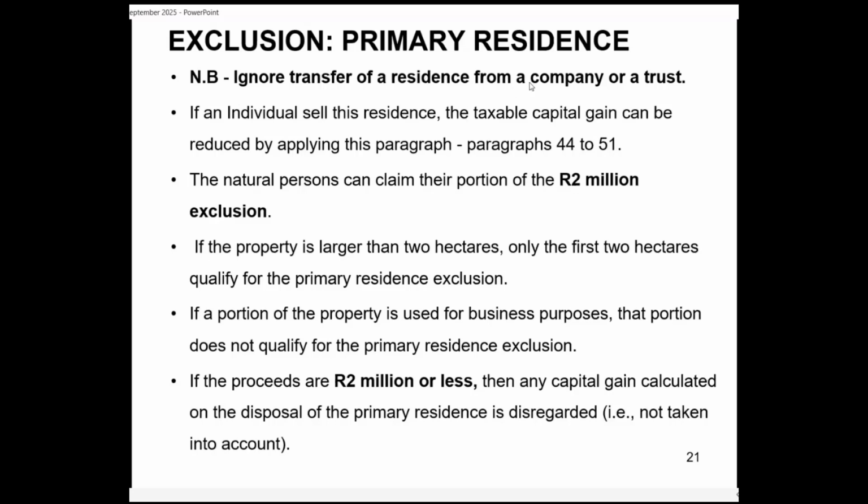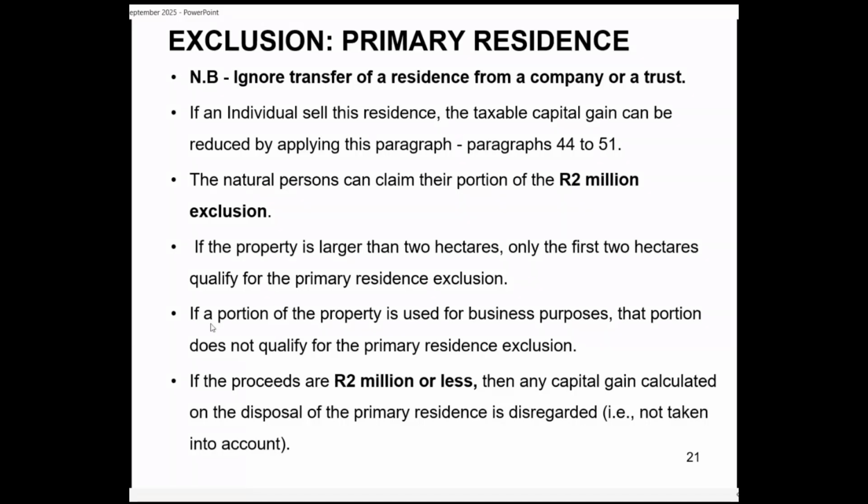So what you need to know about the primary residence, you must first ignore the transfer of a primary residence from a company or a trust. So where individuals sell the primary residence, the taxable gain can be reduced by applying paragraph 44 to 51. If a natural person is liable to claim the 2 million exclusion, they can claim it. If the property is larger than 2 hectares, only the first 2 hectares may qualify for primary residence exclusion, given the number of hectares.